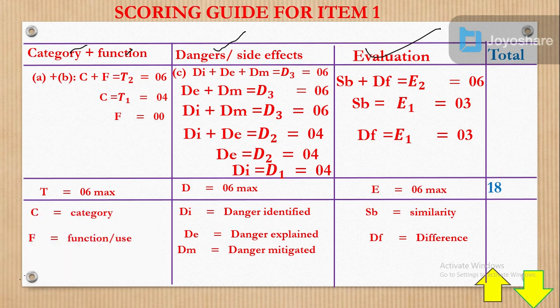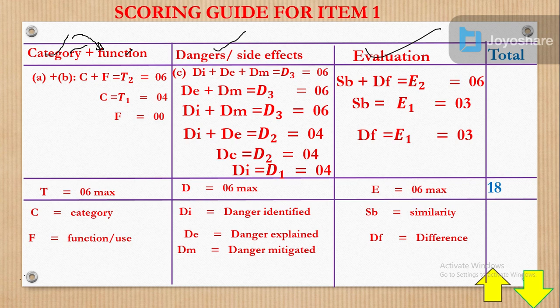Now the category there was a detergent. Then next, you must say the function of that detergent. You can say it removes dirt from clothes. That's the function of that detergent. Then next, you must talk about the dangers or side effects. I've talked about the category, a soap detergent, and the function, it removes dirt from the clothes. Then a danger can be a skin burn.